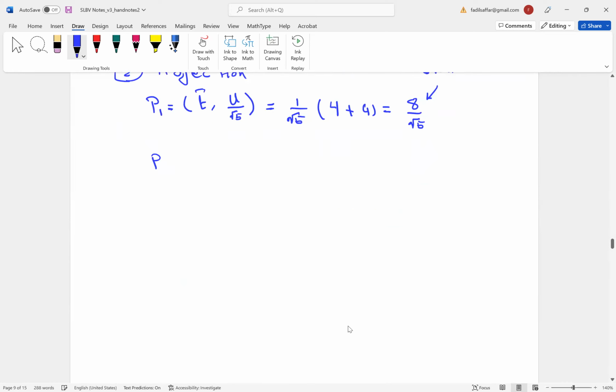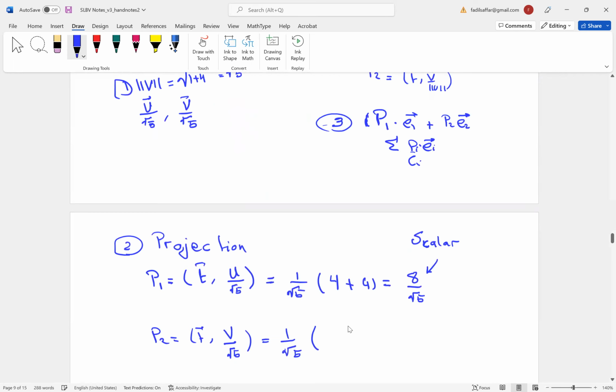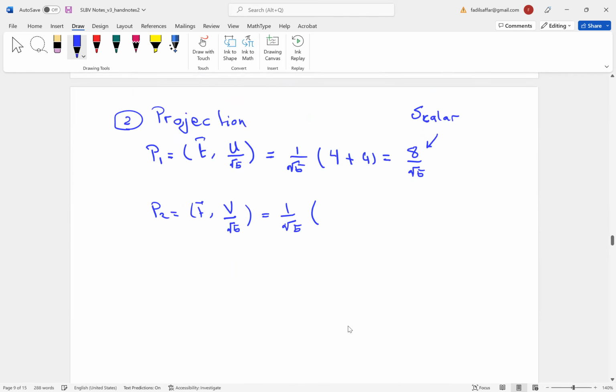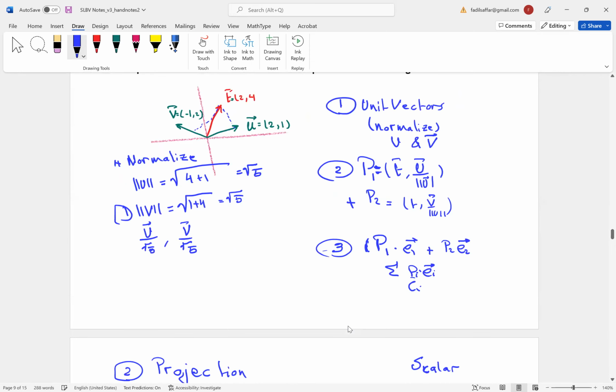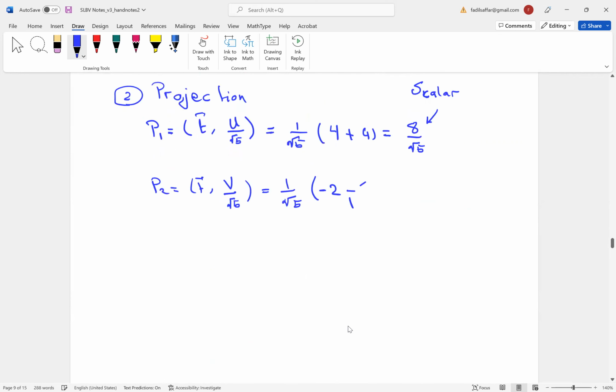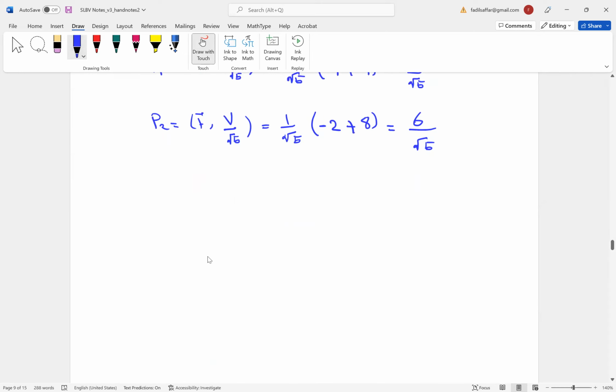Now P2, let's do it fast. That's v, again divided by square root of 5, and that's equal to 1 over square root of 5 times 2 times -1, which is -2, plus 8. That would be 6 over square root of 5. So now we are done with the projections.